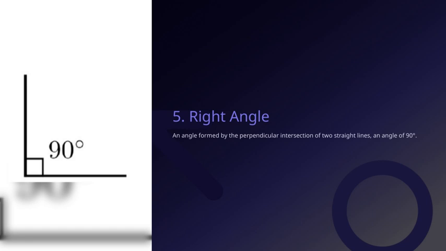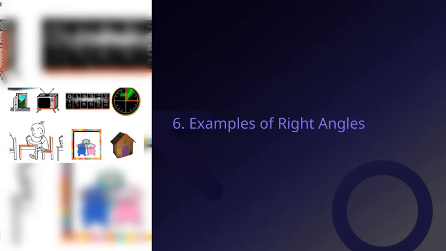Recognizing right angles helps us understand shapes, structures, and how different parts fit together in both math and real-world applications. Remember, the key point here is that a right angle is always exactly 90 degrees, making it a very important concept to master as we explore more complex geometry topics. Let's take a look at some real-life examples of right angles.